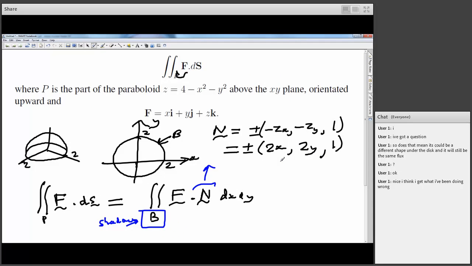So it's either pointing up or pointing down, and you have to work out which one you want. So we want it to be oriented upwards, so therefore the normal is going to be pointing up, and therefore in the z direction at least it should be positive numbers, and therefore we want this component here to be positive to get the upward orientation going. So that would tell me that we need the positive case.